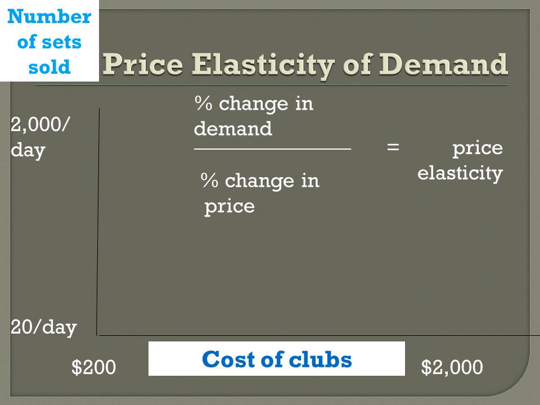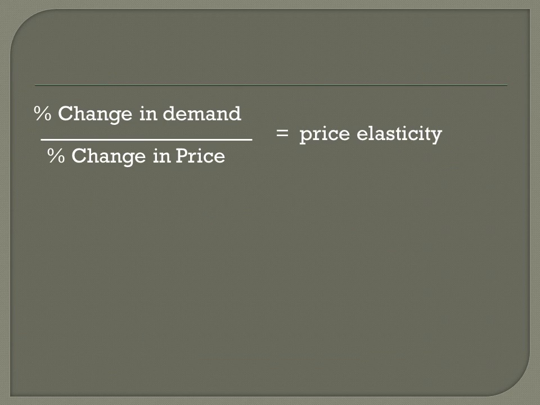So we know that the number of golf clubs that a company is going to sell is somehow proportional to, or at least related to, the price of the clubs. The cheaper the clubs, the more that's going to get sold. Let's put a couple of different scenarios into this formula so we see how it works.